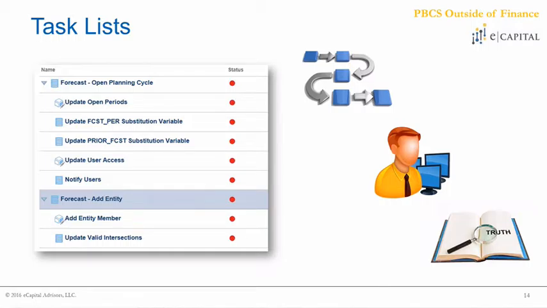And those can be things like adding members, updating valid intersections, running specific business rules for copies, refreshing databases. So things that were never available on the legacy planning side are now available in PBCS, which really allows for kind of a one source of truth for your documentation for your administrator of the system.